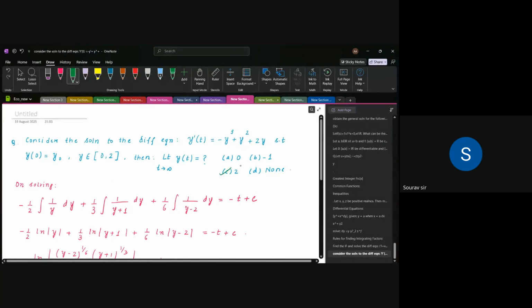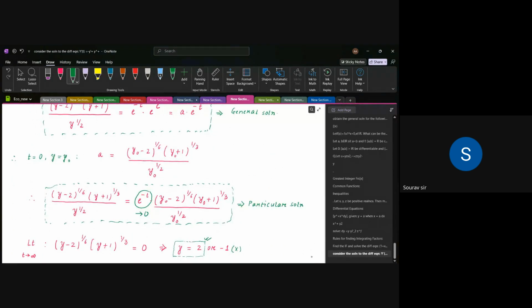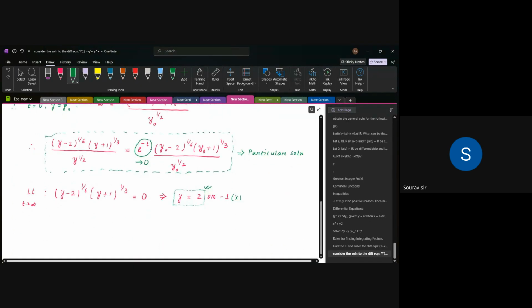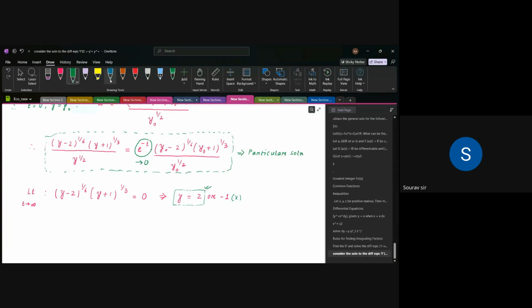Others, is it fine with all of you? Got it? Making sense? Any questions? All right, perfect. So if this is more or less fine with all of you, now let's begin with the next part of our discussions, which is the second order linear differential equations.